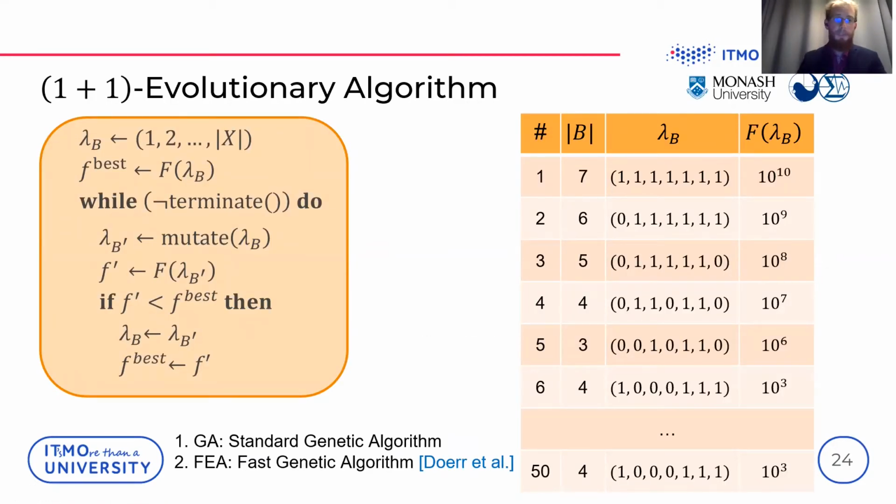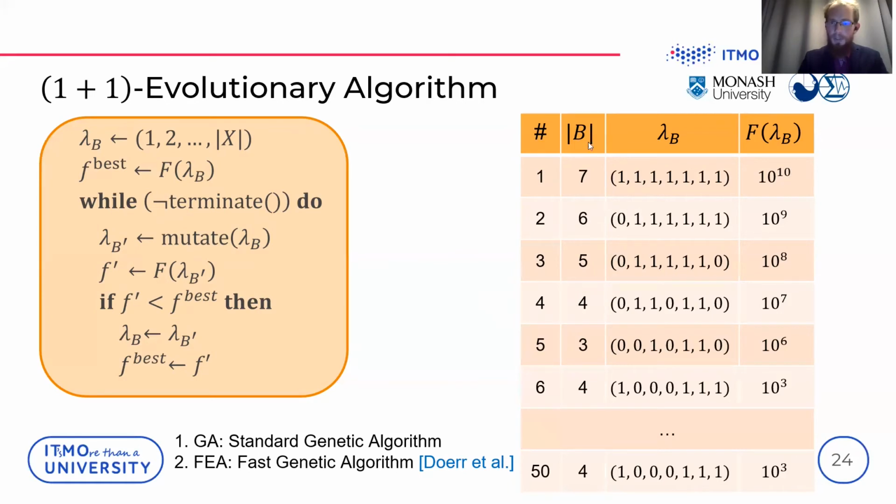So let us describe the simplest form of evolutionary algorithm that we use. It's called the 1+1 evolutionary algorithm. We start from the set that contains all variables. Notice that for this set, we can always efficiently estimate the value of the fitness function. So first, we estimate the value of the fitness function for the whole set. And then while we have some computational resources left, we try to mutate this solution, estimate its fitness function value, and if it decreased, then we substitute the current best solution with the new one.